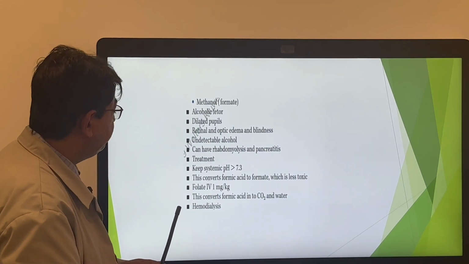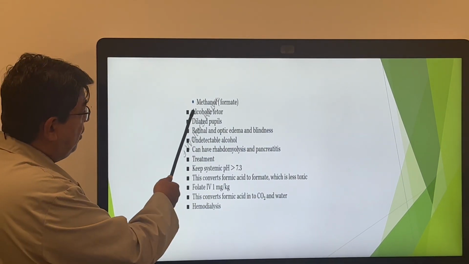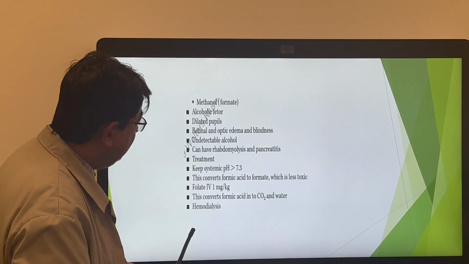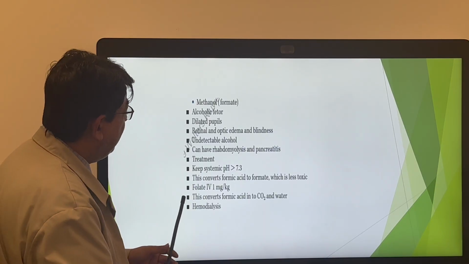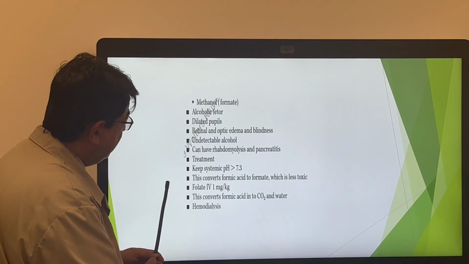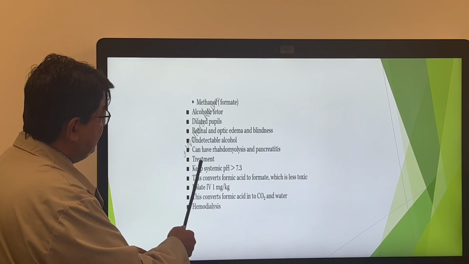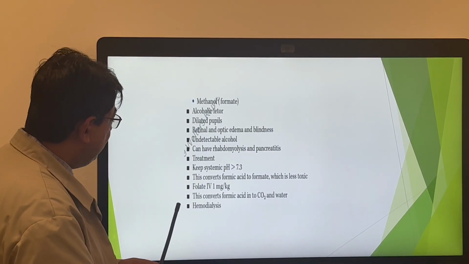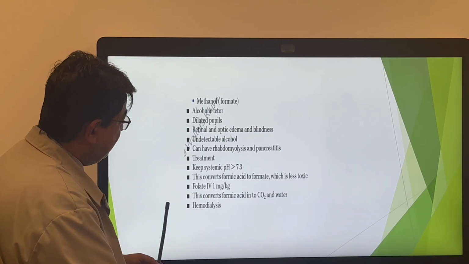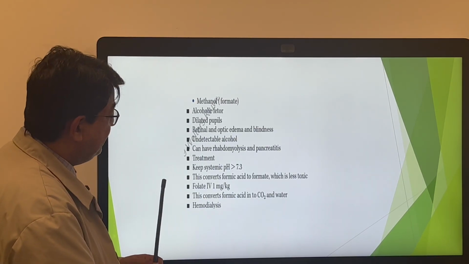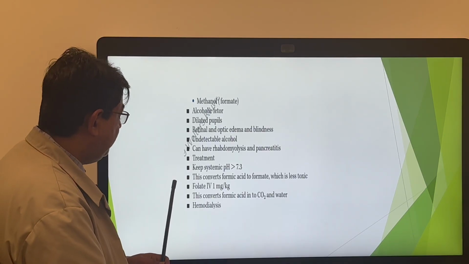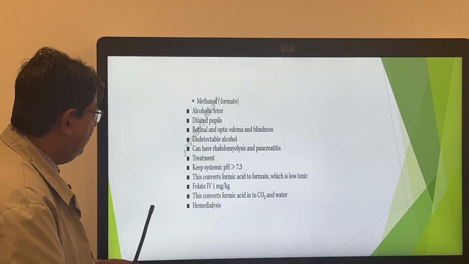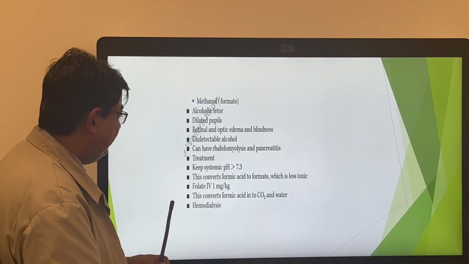Next slide. Methanol, you want to remember alcoholic features, dilated pupils, retinal and optic edema and blindness. You can have rhabdo and pancreatitis. Keep the systemic pH greater than 7.3. This will convert formic acid to formate, which is less toxic. Provide folic acid, which will convert the formic acid into CO2 and water. And then hemodialysis support if the metabolites are excessive. Next slide.